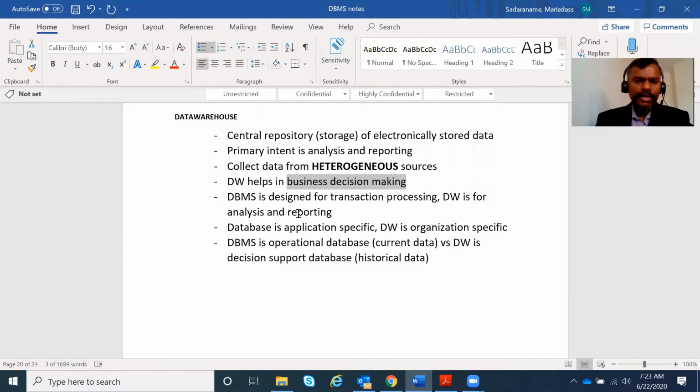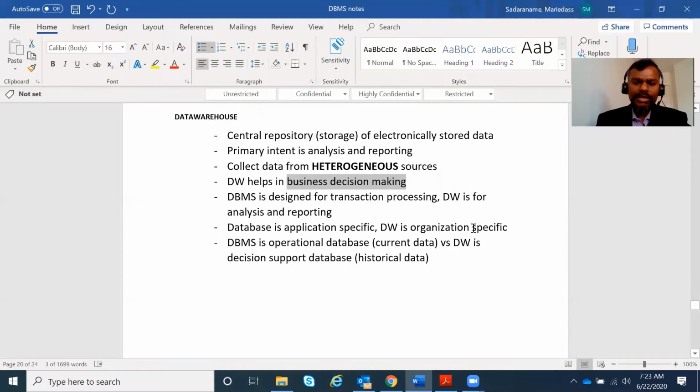So a database is application specific, a data warehouse is organization specific. I want you guys to understand this term. Application specific means, let's say you go work for a retail client. The client will have different applications: a sales application, a revenue application, a finance application, a products application. There'll be different databases for each of them, right? All the products that they sell, they might maintain a separate database for. All the sales, they might maintain a separate database for. So these are application specific, whereas a data warehouse is organization specific.